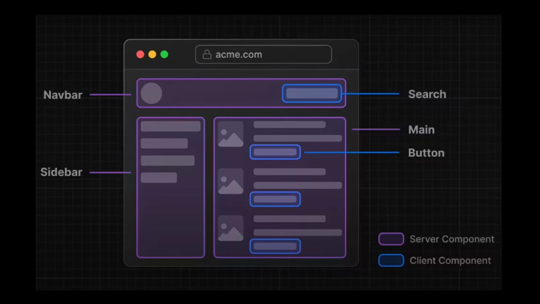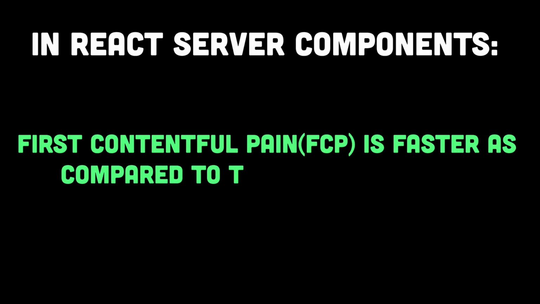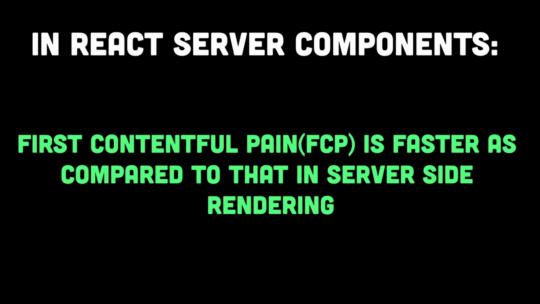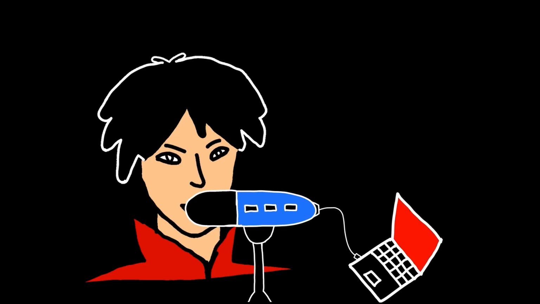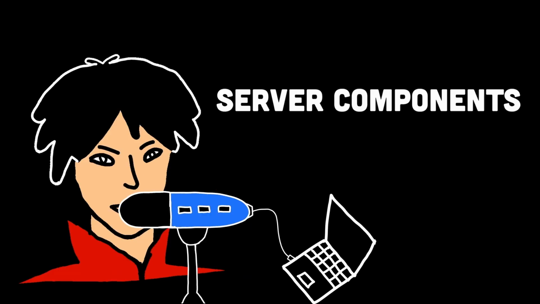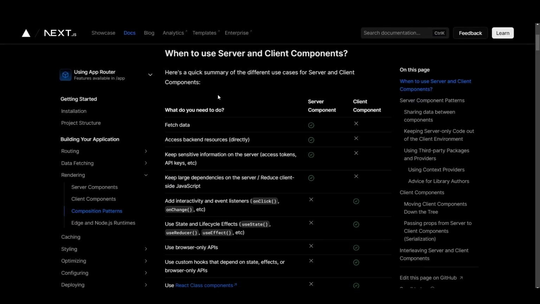Now since the server does not wait for the data, the first contentful paint is going to be a lot faster in React server components as compared to server-side rendering. And once the server fetches the data from the backend, it can render the list and stream it to the browser. Besides, unlike in SSR, in React server components, server-side rendering does not take place during the initial page load only. In React, there are two types of components: server components and client components. Server components, as the name implies, are rendered in the server, and the browser renders the client components.